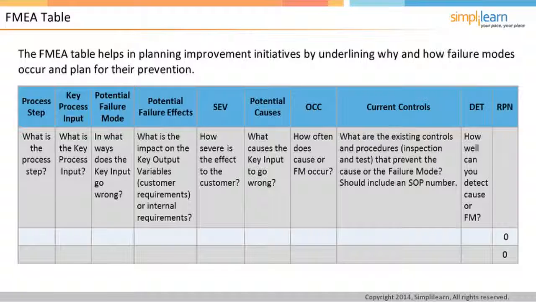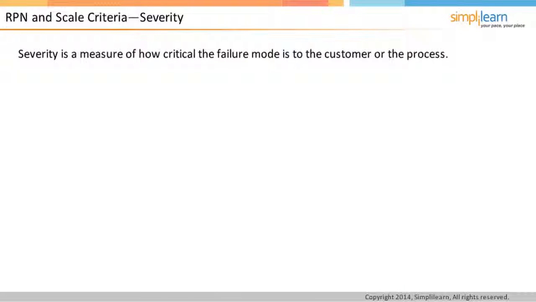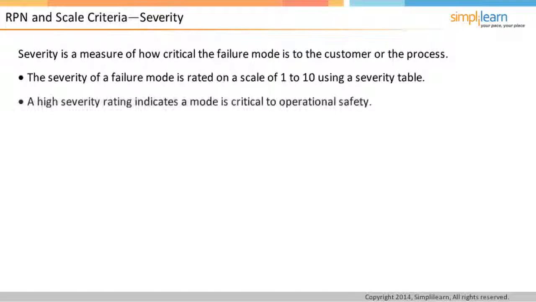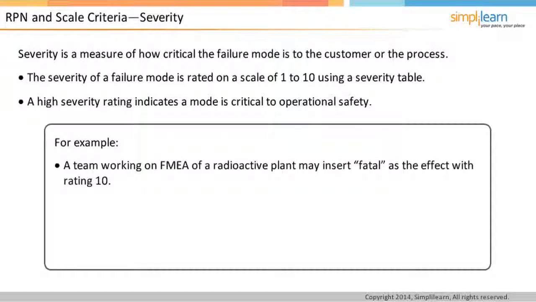Let us first discuss severity. Severity refers to the seriousness of the effect of the failure mode, or how critical the failure mode is to the customer or the process. The severity of a failure mode is rated on a scale of 1 to 10 using a severity table. Different industries follow different structures for the severity table. A high severity rating indicates a mode is critical to operational safety. For example, a team working on FMEA of a radioactive plant may insert fatal as the effect with rating 10.